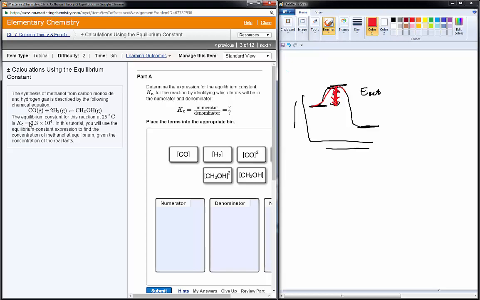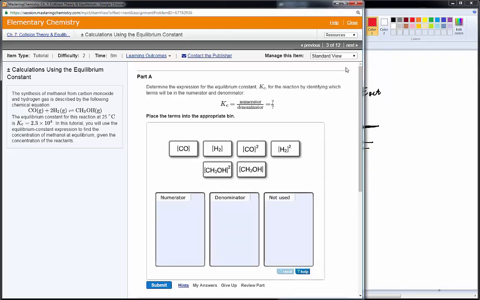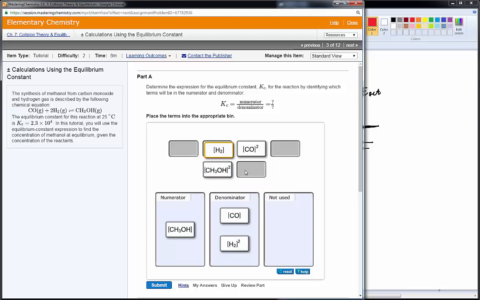All right, next we're looking at equilibrium constants, and the equilibrium constant is the product divided by the reactants, and each of these is raised to their coefficients. So the equilibrium constant for this one is going to be CH3OH on top in the numerator, and CO on the bottom in the denominator, and H2, but it has to be squared because there's two of them, in the denominator. So these ones would not be used.